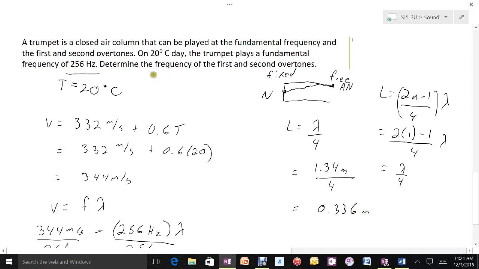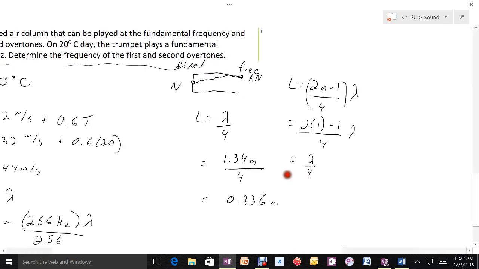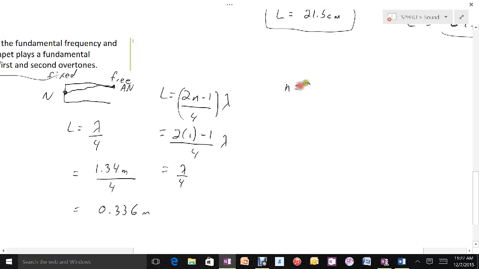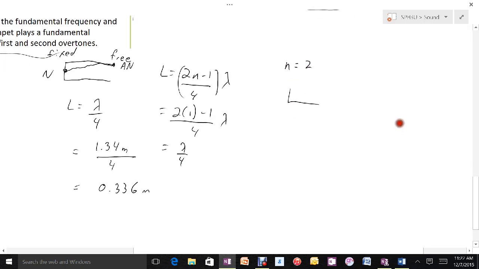So the question says determine the frequency of the first and second overtones. So now what I'm going to do is take that length, use n equals 2 and n equals 3 to come up with the new wavelengths, and then with the new wavelengths I'll use the universal wave equation to come up with the new frequencies. So first of all, the n equals 2 example. Here again, starting at a node, going through one antinode to the next antinode, I can see that I work out to a length of 3/4 of a wavelength.